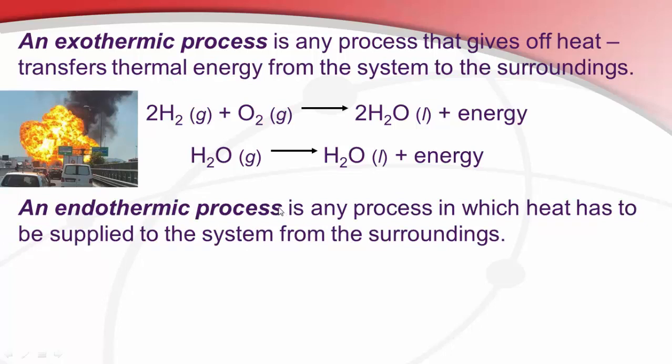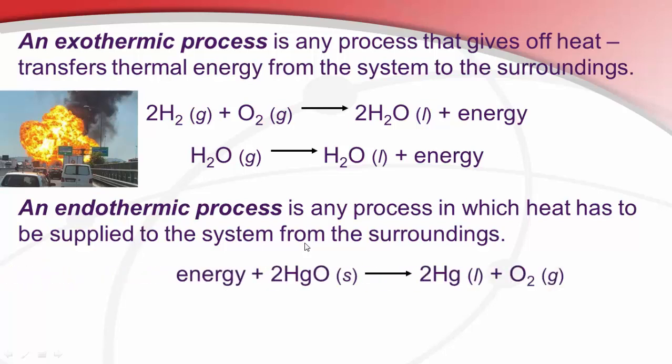Now, as usual, of course, whenever we have a push, we have a pull. So an endothermic process is a process in which heat has to be supplied to the system from the surroundings. So it's the opposite direction. So we might have a kind of classic endothermic process like taking mercury oxide and chasing off oxygen by putting heat in. So mercury oxide goes to liquid mercury plus oxygen gas, and we have to put energy in to achieve this reaction.